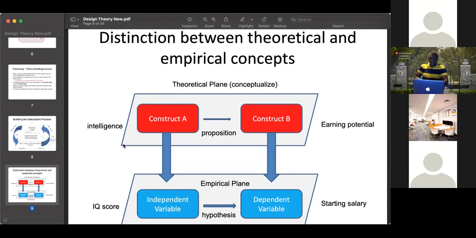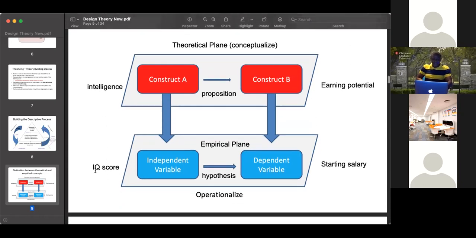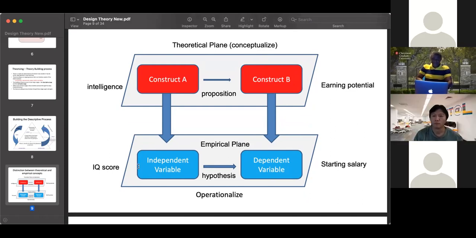You see, like that, the distinction between theoretical and empirical concepts. We have a construct A and then construct B. A is the independent variable, B is the dependent variable. Intelligence is the construct you are measuring, and the IQ score is how you measure it. The IQ score is the independent variable that we use to predict the dependent variable, earning potential, or starting salary. So the IQ score will predict the type of salary you will have, depending maybe on the level of education, and then we predict the starting salary.